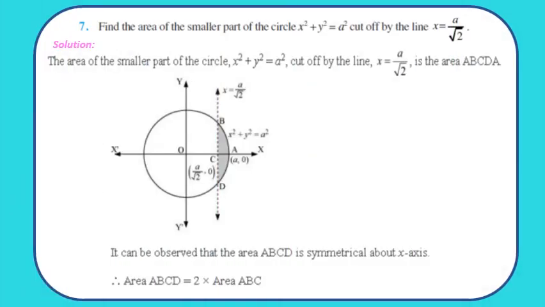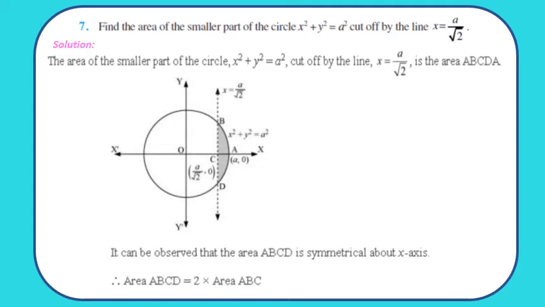Next is question 7. Find the area of the smaller part of the circle x square plus y square equals a square, cut off by the line x equals a upon root 2. Now we have a circle x square plus y square equals a square. The first step is to draw the figure. The radius equals a, and since it is x square plus y square directly, the center will be at the origin. And we have a line x equals a upon root 2, which is parallel to the y-axis.